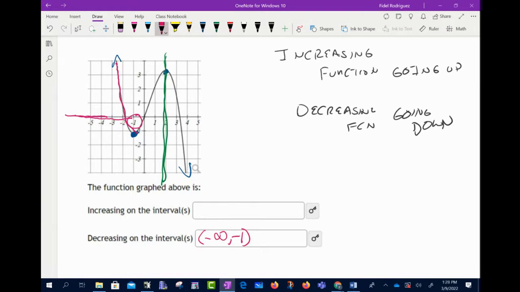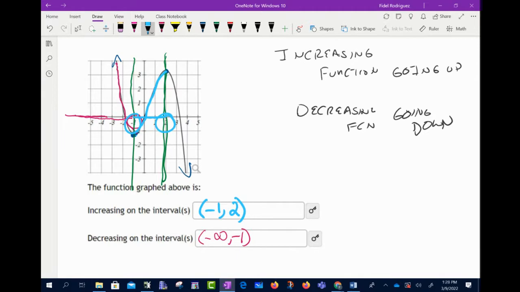Now I want to point something out again. I'm going to draw my vertical line again. Then we're moving between these two values, between the two green vertical lines. Look at the function. As I'm going from the left to the right, is my function going up or down? It's going up, so it's increasing. It's increasing over the interval from, everybody agree that's -1 to 2?